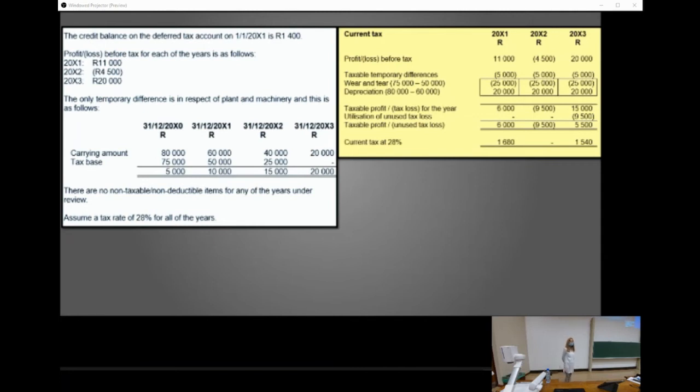Good. So now from this, we are doing our current tax calc. So again, note that it's a yellow page. So it's just a calculation.